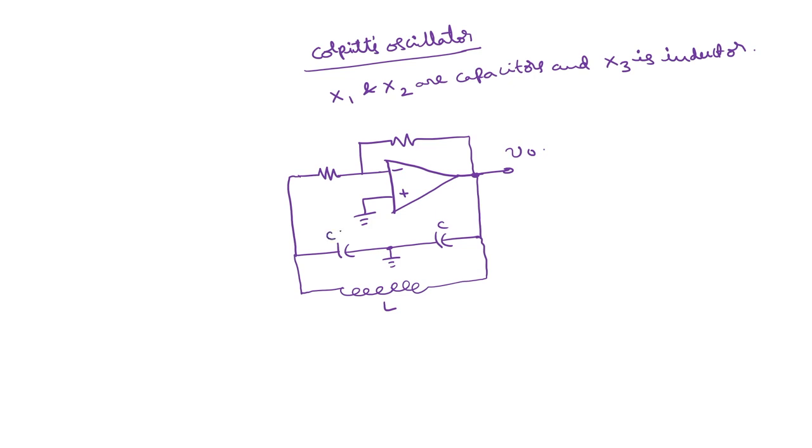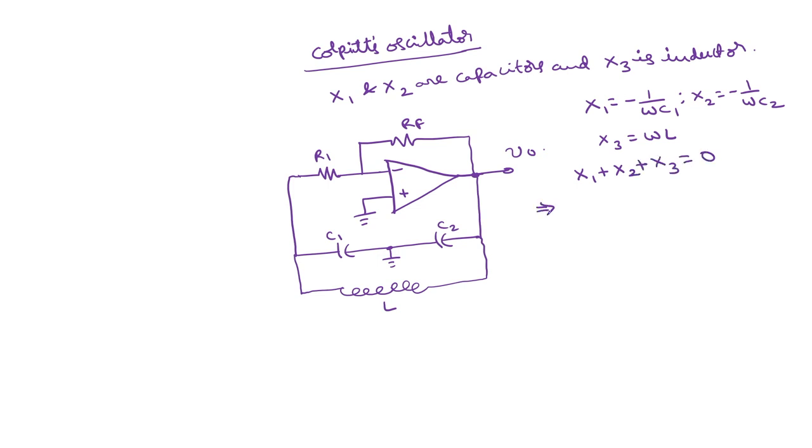This is LC C, R1, RF. So, X1 will be minus 1 by omega C. If I call this as C1 and C2, for example, X1 is minus 1 by omega C1, X2 is minus 1 by omega C2, and X3 is omega L. If I substitute this, what is the condition for the oscillations? X1 plus X2 plus X3 should be 0, implies minus 1 by omega C1 plus minus 1 by omega C2 plus omega L is equal to 0.